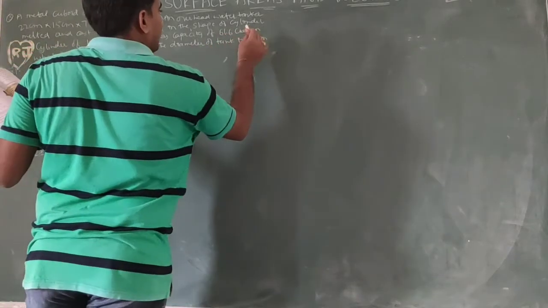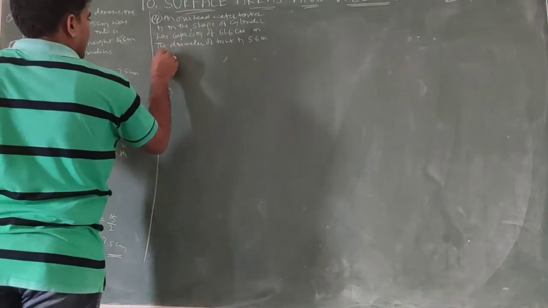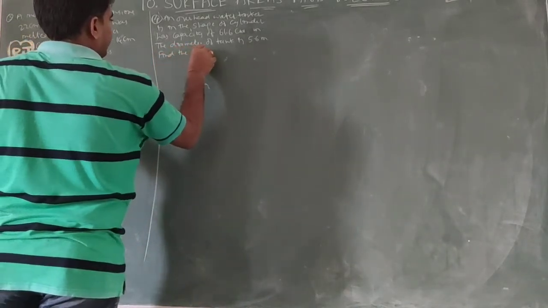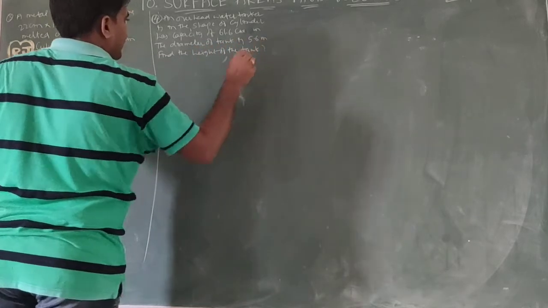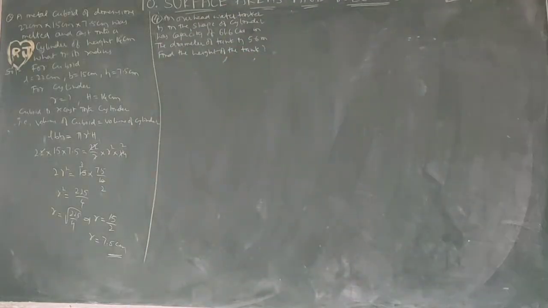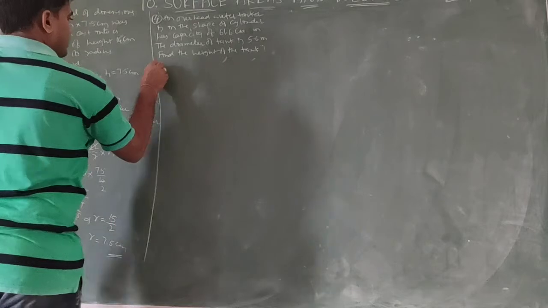This is cubic meters actually. 61.6 cubic meters. Diameter of the tank 5.6. Find the height of the tank. Okay, now the solution.